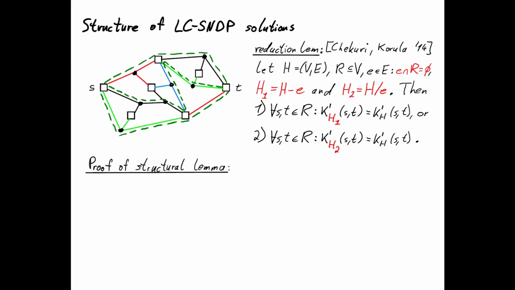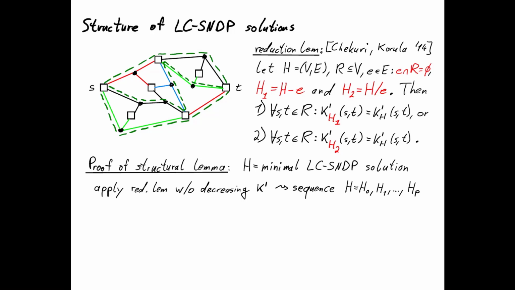All right, so now we want to prove our structural lemma. So let's first do the following. I take this minimal solution, and let's say I apply this reduction lemma of Chekuri and Korula several times. So I get a sequence of solutions. And of course, when I apply it, I don't want to reduce the element connectivity. I want to preserve the element connectivity in each step.